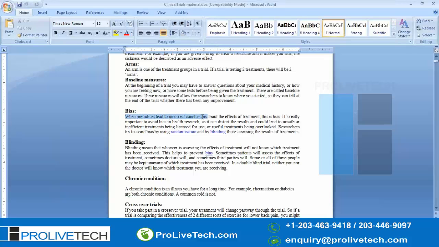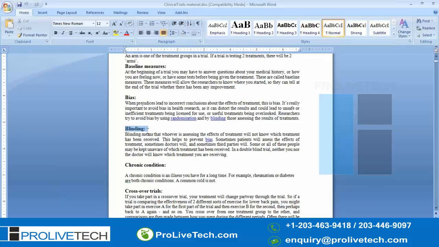When prejudice leads to incorrect conclusions about the effects of the treatment, it is called bias. Generally, to overcome this problem, we have different techniques like randomization and blinding. Blinding means the subject doesn't know what kind of treatment is going on. If you are taking part in a clinical trial, you don't know the chemical name or the chemical structure of that particular compound, all that information. If the researcher has hidden the information from the subject, then it is called blinding.